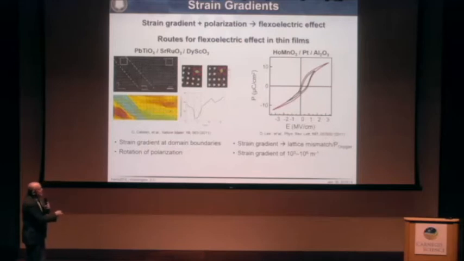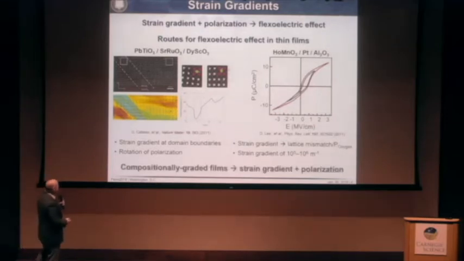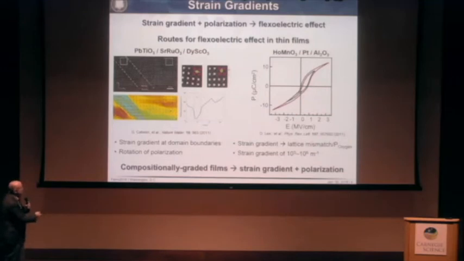And if you can have a strain gradient this size, well, you can start to do interesting things with it. So what we wanted to try to do was to come up with a way to controllably and repeatably produce these sorts of magnitudes of strain gradients. And the way we started to do this was by making these compositionally graded versions of these materials to try to bring these two things together.